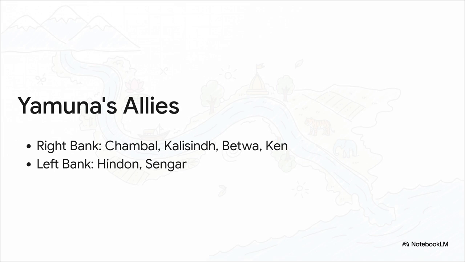Before it even reaches the Ganga, it gathers immense waters from its own right bank, including the Kalasand, the Betwa, the Ken, and the formidable Chambal River. And get this, the Chambal itself is 965 kilometers long. From the left, it gathers the Hindon and the Singar. So, the Yamuna takes all of this gathered momentum, this massive volume of water, and delivers it directly into the Ganga.